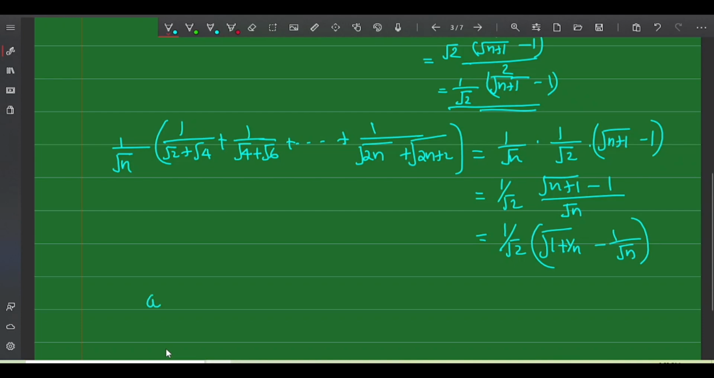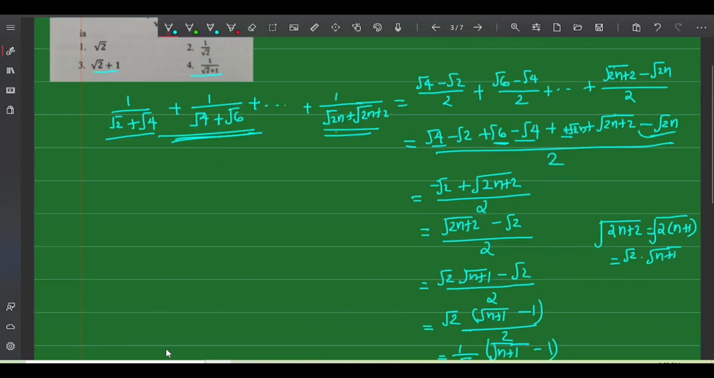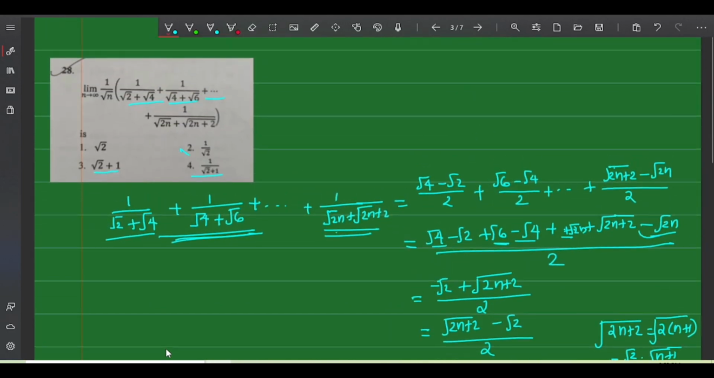As n tends to infinity, this expression will tend to 1 by root 2. So the limit of the sequence is 1 by root 2. Here option 2 is right.